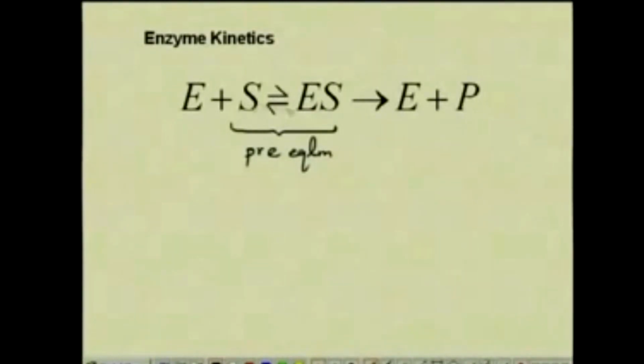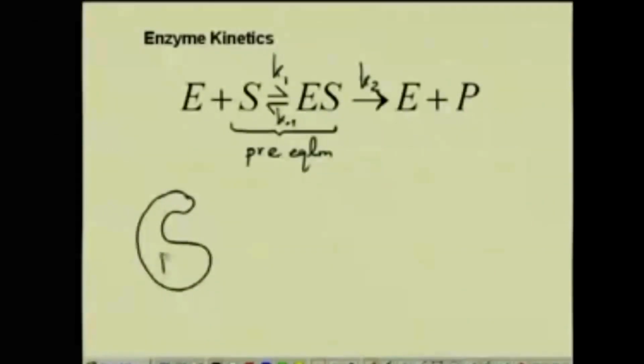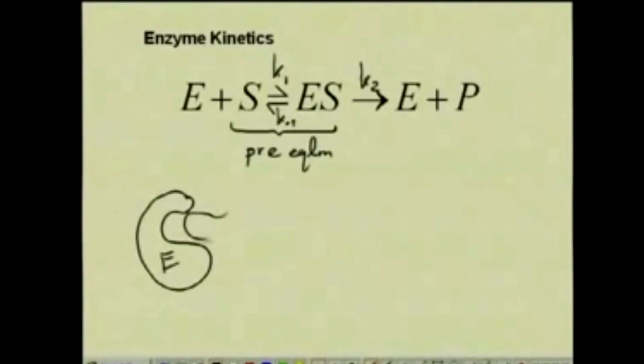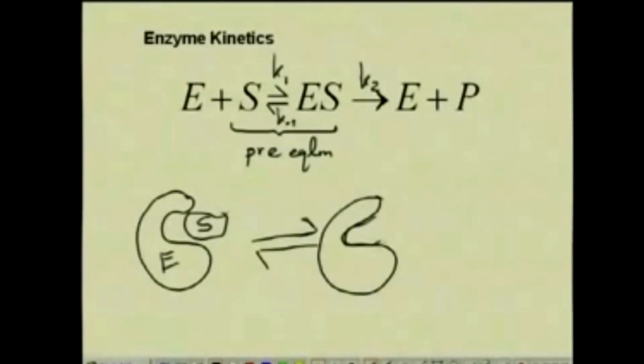Now, the first reaction that we have here is a pre-equilibrium, which means it has a forward rate constant and a backward rate constant, right? If we consider the forward rate constant to be small k1 and the reverse rate constant to be small k minus 1, and this to be k2, then we have our enzyme plus substrate. So, if we just draw what it looks like, we have say an enzyme and we have our substrate. They are forming an enzyme substrate complex.